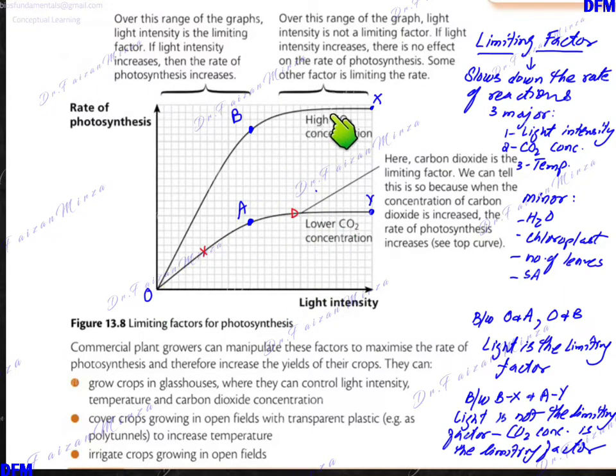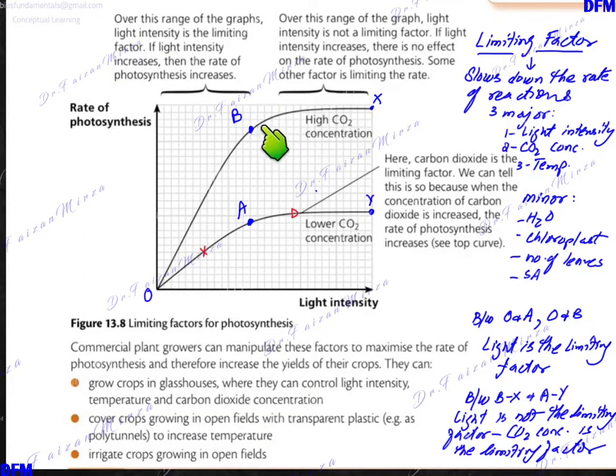Similarly, if I repeat the same experiment at a high carbon dioxide concentration, I see a huge jump. The earlier graph became stagnant, plateaued, or parallel to the x-axis because carbon dioxide became the limiting factor there. So let me repeat this experiment at a higher carbon dioxide concentration. What I would see is that the graph is way more steep now. Between region O and B, the limiting factor is still light intensity, because as I increase the light intensity, the rate of photosynthesis keeps increasing. So between O and B, at any point, light intensity will be the limiting factor.